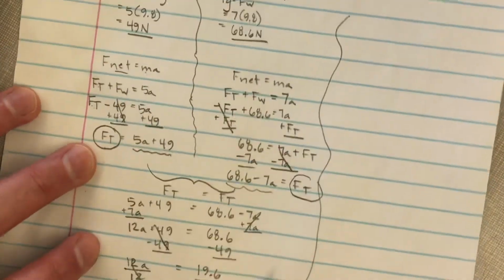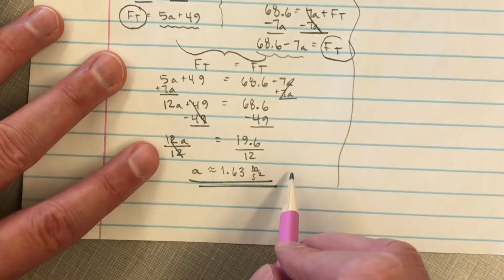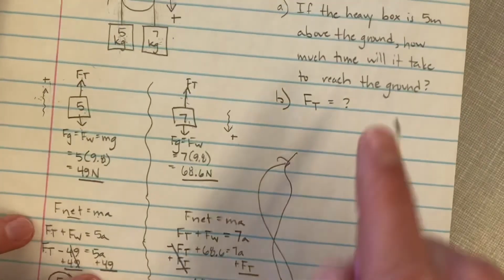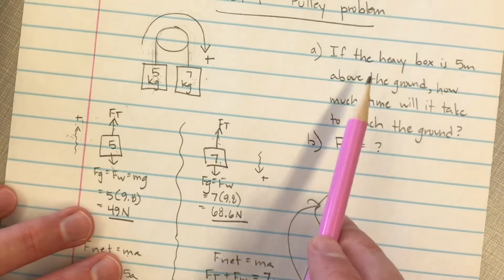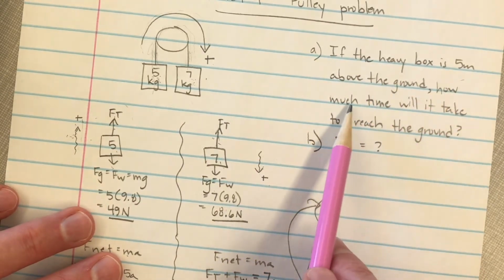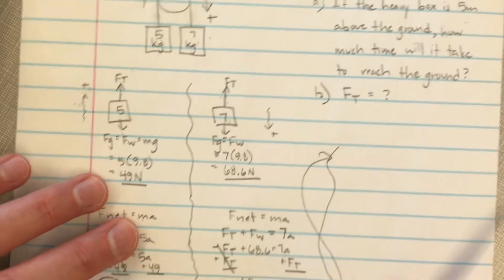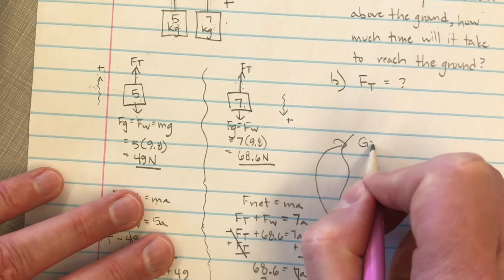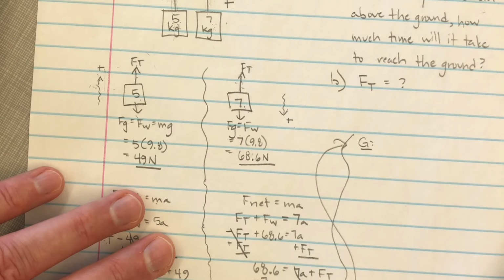So now that we have that value, we can go the next step and go back to our original question. If the heavy box is 5 meters above the ground, how much time will it take to reach the ground? So now we're going to analyze this as a one-dimensional motion problem like we did earlier in the year. And we go with the convention of up is positive, down is negative. Or to cut out some negative signs, I can just say this whole thing is moving downward, so I'm going to make the direction of motion positive. So that's what I'm going to do.